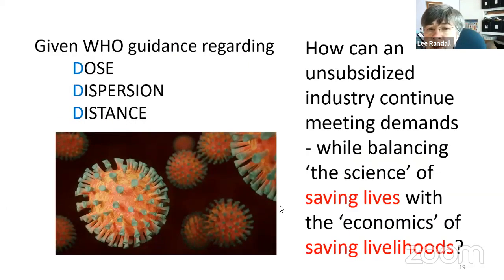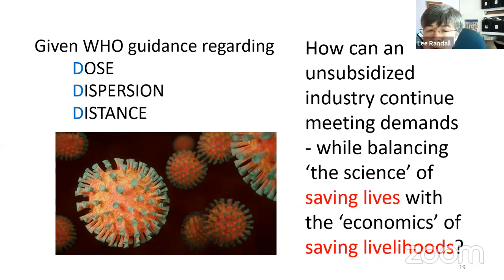So how do we deal with the fact that WHO, the World Health Organization, is very clearly saying that cross-infection risks have a great deal to do with dose, dispersion, and distance. Dose being related to how many people are breathing into a space and how many are emitting virus, and to what extent are things like masks reducing that. Dispersion relating to ventilation, and how realistic is that in something like a moving taxi. And distance, obviously relating to physical distance.